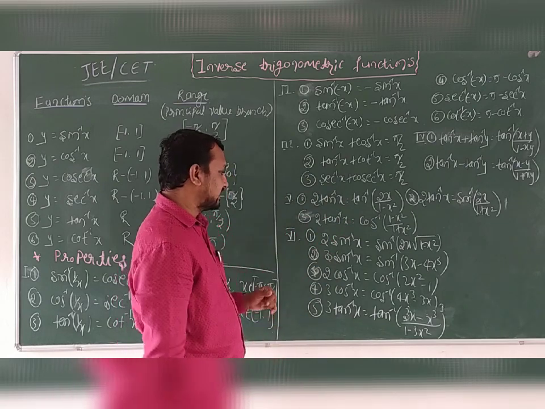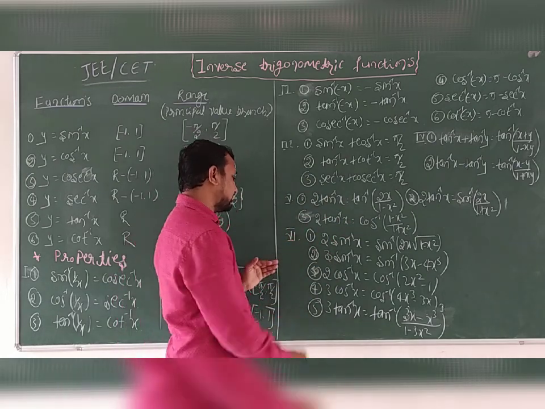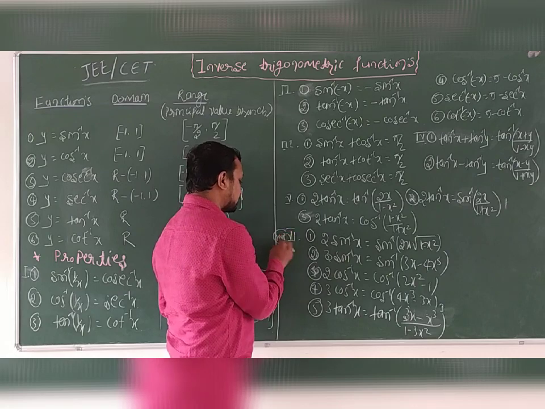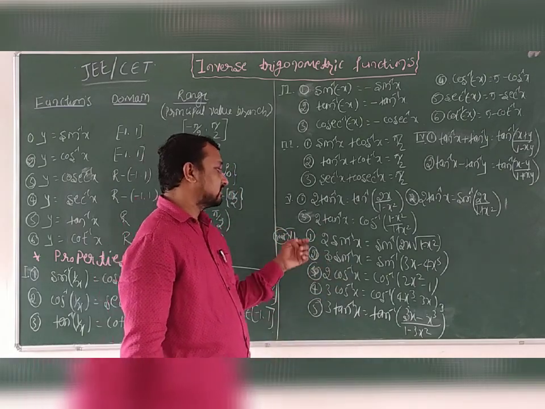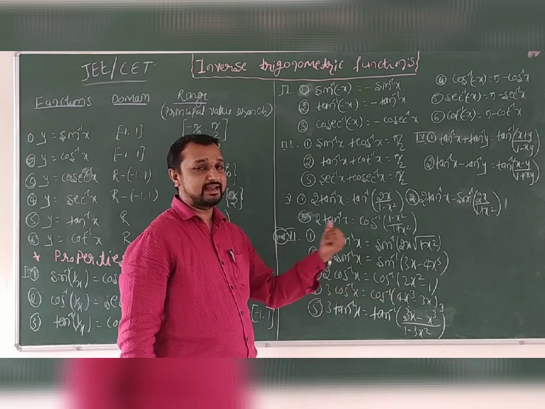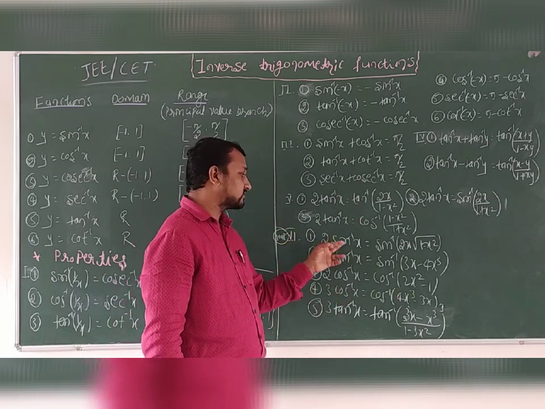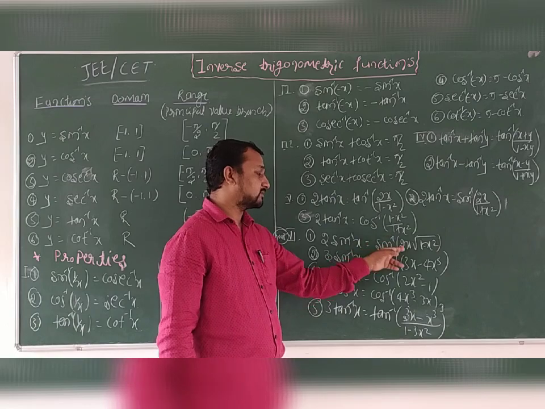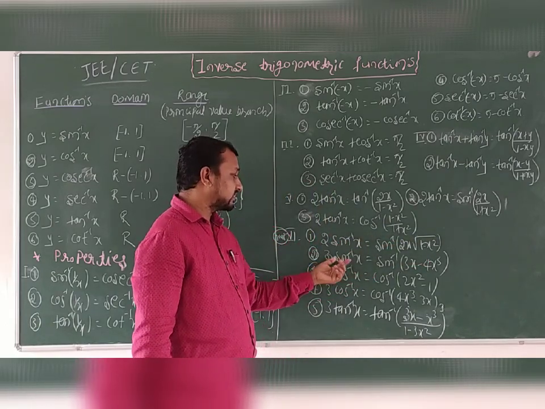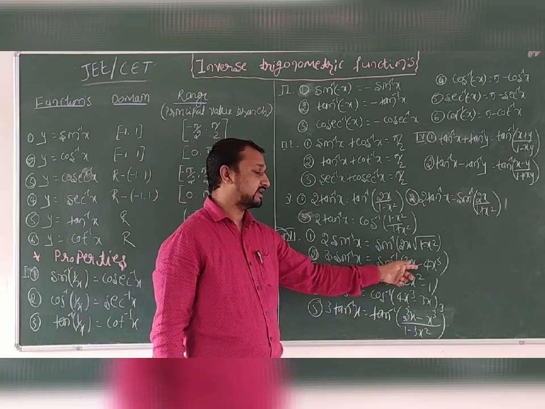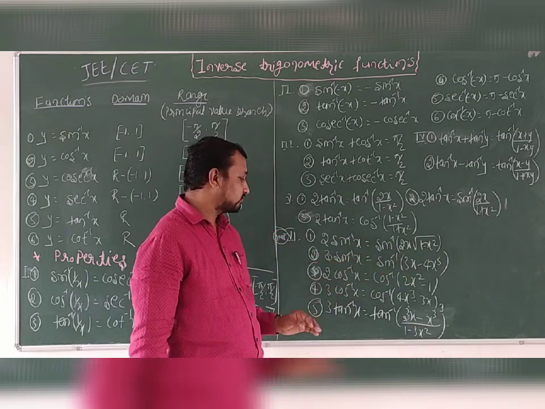Okay, already you know that. So here, this is also one new property. For competitive level purposes, this property is very important. So already we know that, we also proved the standard result. 2 sin inverse of x equals sin inverse of 2x times root of 1 minus x square. Already we proved that 3 sin inverse of x equals sin inverse of 3x minus 4x cube. This is also already proved.